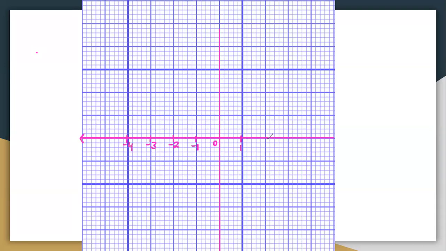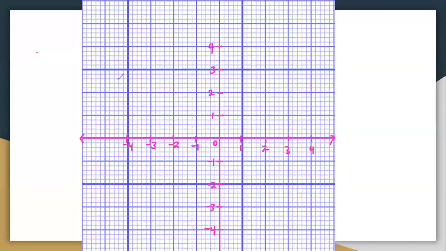So here I'll have 1, I'll have 2, I'll have 3, I'll have 4, and I'll have x. I'll come here and say this is my 1, this is my 2, this is my 3, and this is my 4. Then -1, -2, -3, and then -4.